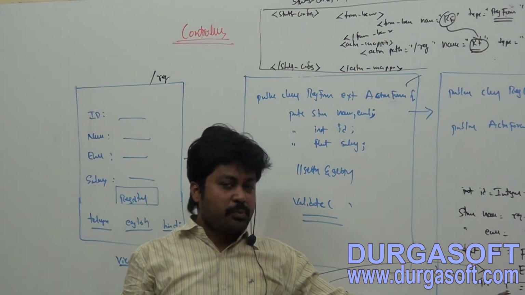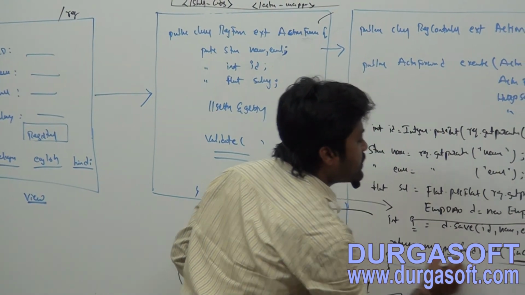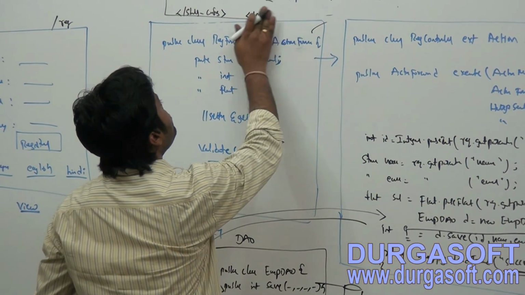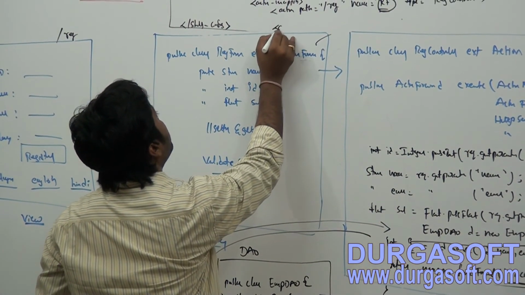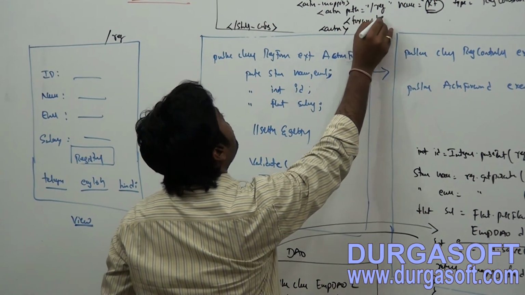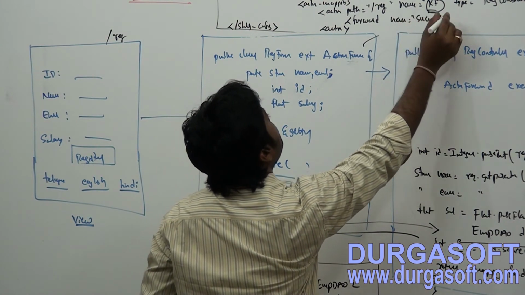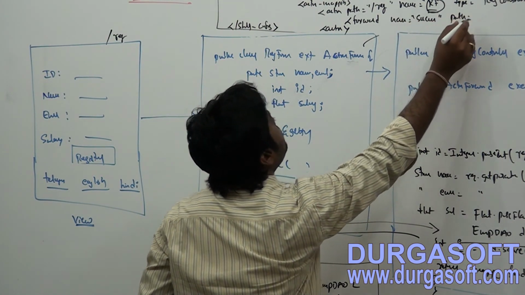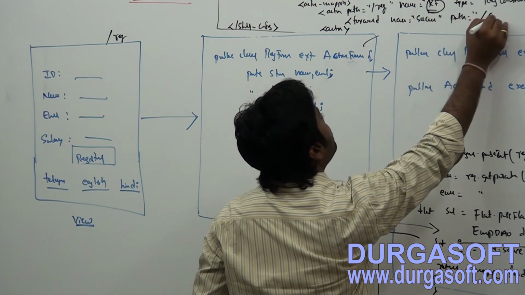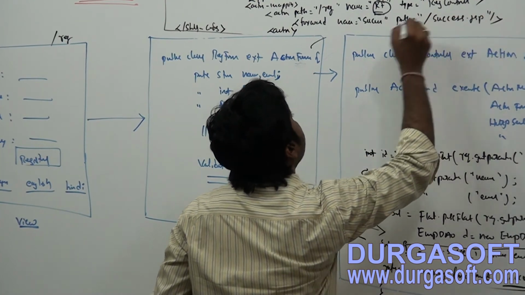The DAO will give us one response. After the response we forward to a forward name success. So that forward we should configure here. In between action tags there is one forward, name equal to success and the path of success. If you have any success.jsp, that JSP path you should pass here.